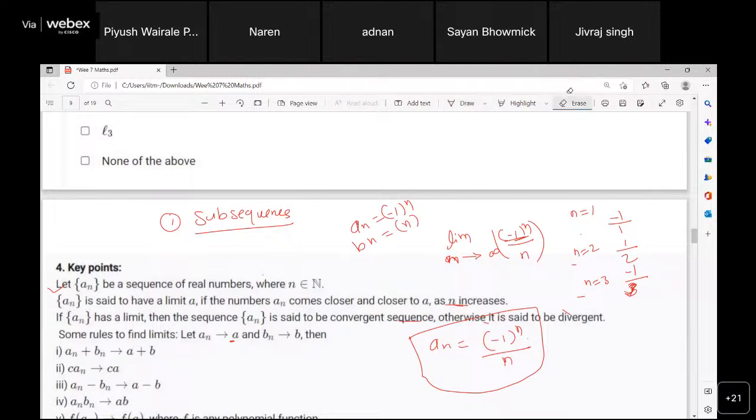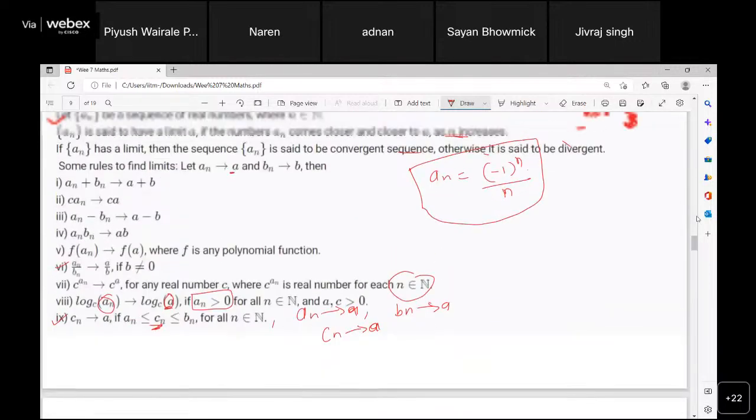Now tell me how we can apply the sandwich principle here. Oh wait, we cannot take bn as n. We can take bn as 1 by n. Now bn tends to 0, simply by multiplication we can say it tends to 0, right? So can I apply the sandwich principle here in that case?